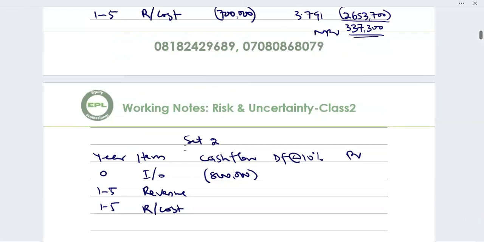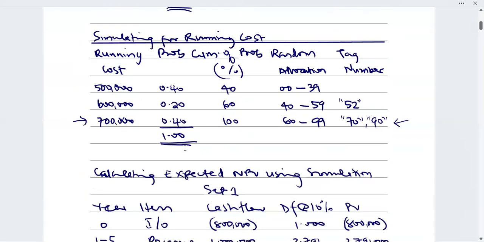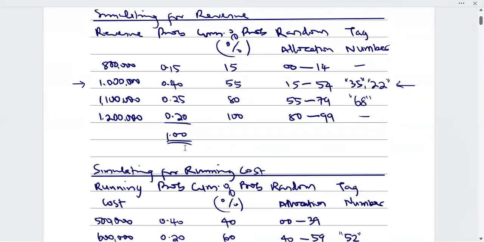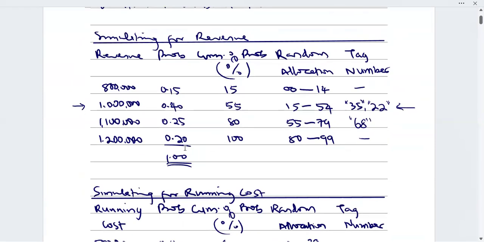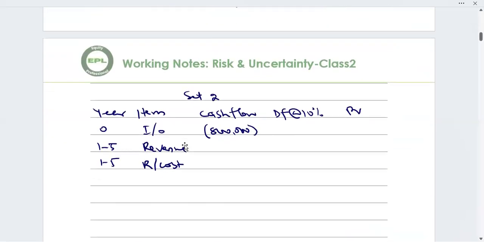Now for set 2, I will go back to the revenue. Before that, from the question for set 2, the tag number for revenue is 22. So I will go to my simulation for revenue. Where do I have 22? The 22 tag number lies on the same revenue of 1 million naira. Okay, here is 1 million.